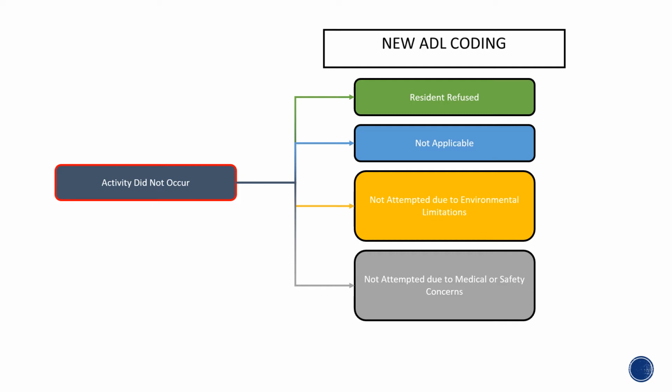With the new ADL coding, there's now a structured way to account for these instances where an ADL hasn't occurred. It's important to note the available options may differ based on your facility's documentation practices. So if you do not have these options, ask your supervisor for guidance on what to code if an activity does not occur. The options are resident refused, not applicable, not attempted due to environmental limitations, and not attempted due to medical or safety concerns.